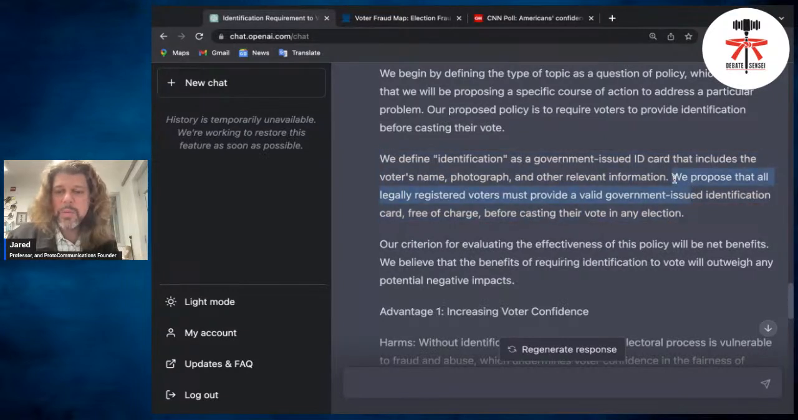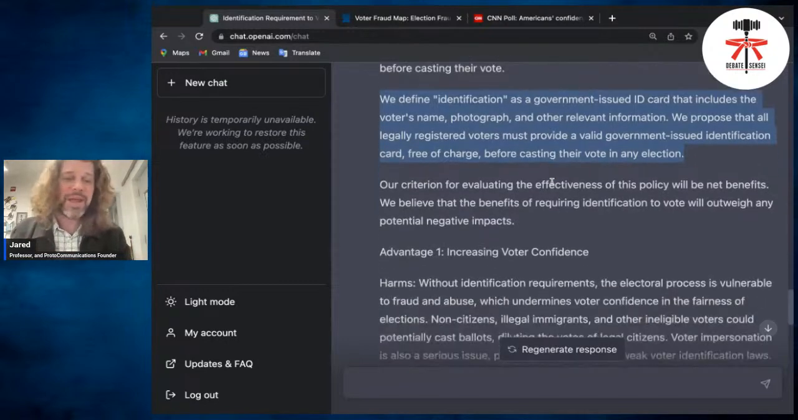No, it screwed this up. "We propose that all legally registered voters must provide a valid government issued identification card free of charge before casting their vote in any election." That's not what it is. It's like you want the government to provide it free of charge before they vote. All right, so make sure that you are reading this closely. That plan is still bad.